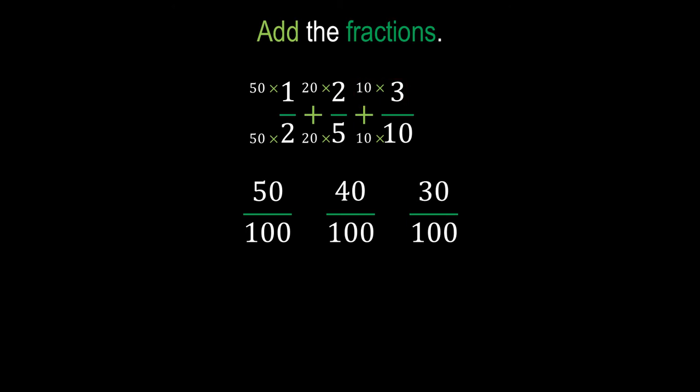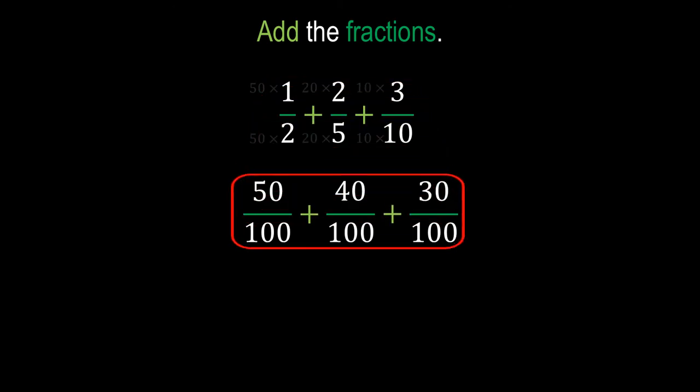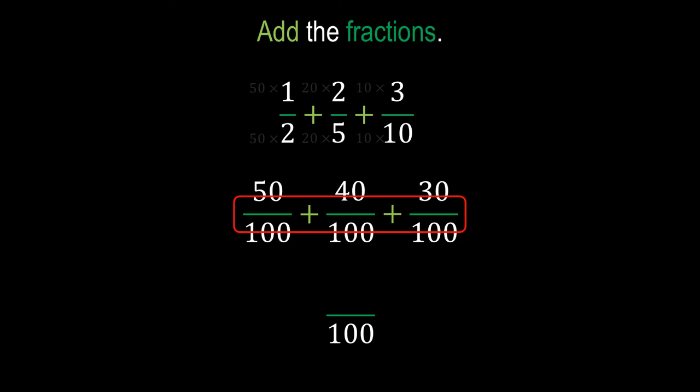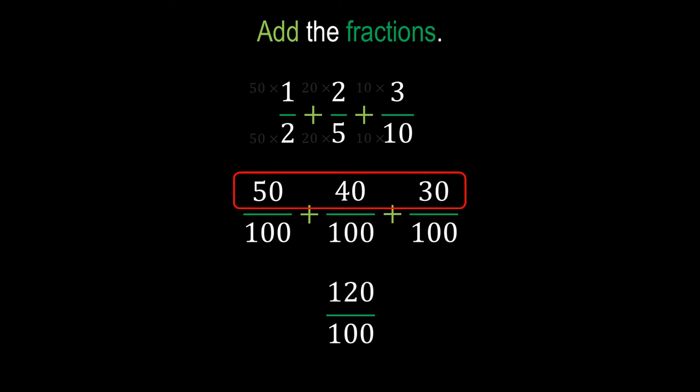So 1/2 plus 2/5 plus 3/10 is the same thing as 50 hundredths plus 40 hundredths plus 30 hundredths. Here the denominators are the same, so we added the numerator to get the final answer 120 hundredths. So 1/2 plus 2/5 plus 3/10 equals 120 hundredths.